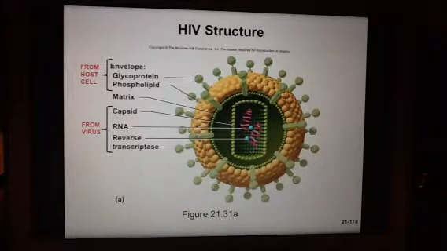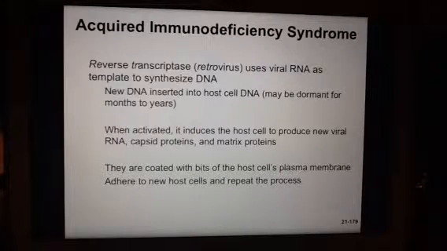And so let's talk about how a retrovirus works. A retrovirus means they use RNA from a virus, and that is the template to make DNA. Now, back in A&P 1, you learned that DNA is used as a template to make RNA. So that's why it's called a retrovirus, because it's going backwards. So the RNA is used to make DNA, and then that new DNA that has the information from the virus is inserted into the host DNA. Now, this could lay dormant for months to years, but it's in there.